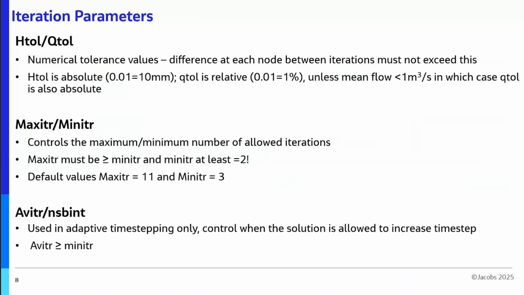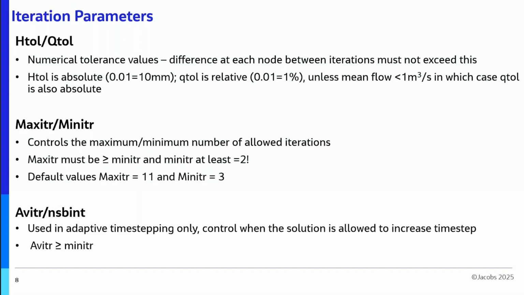So let me define what they are first, and then I'll show you why one would change them to optimize or troubleshoot a Flood Modeler hydraulic model. So htol and qtol are numerical tolerance values. They are differences in stage and flow which must not be exceeded at each model node between iterations. If exceeded after reaching the maximum number of allowed iterations, which is defined by max-iter here, a poor convergence warning is issued by the software.